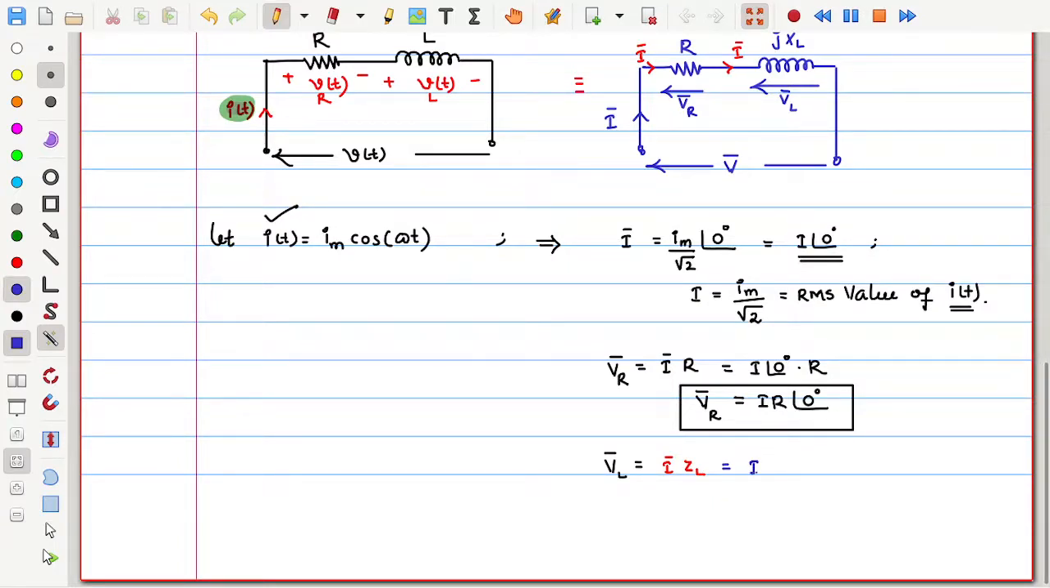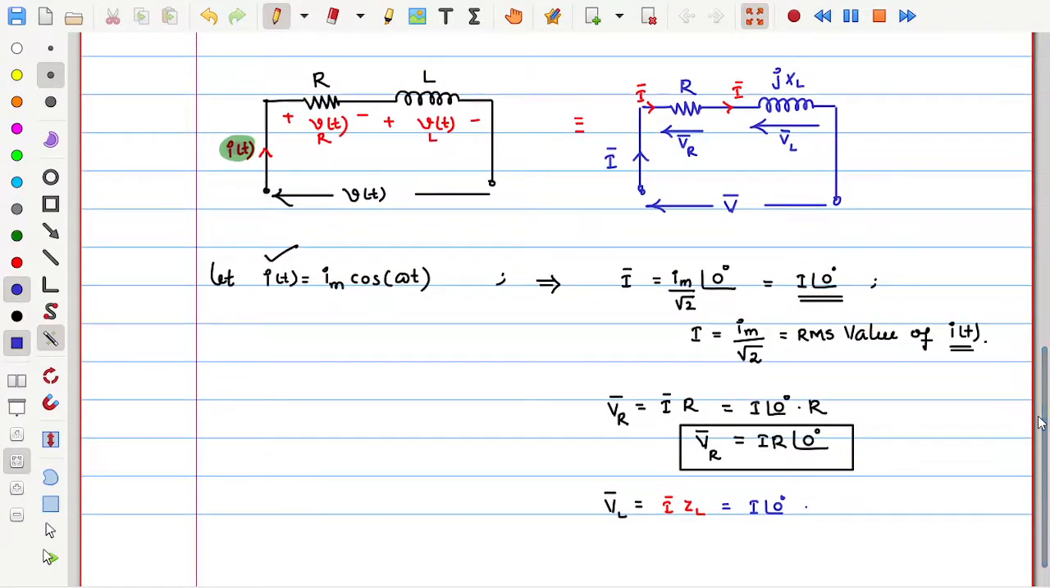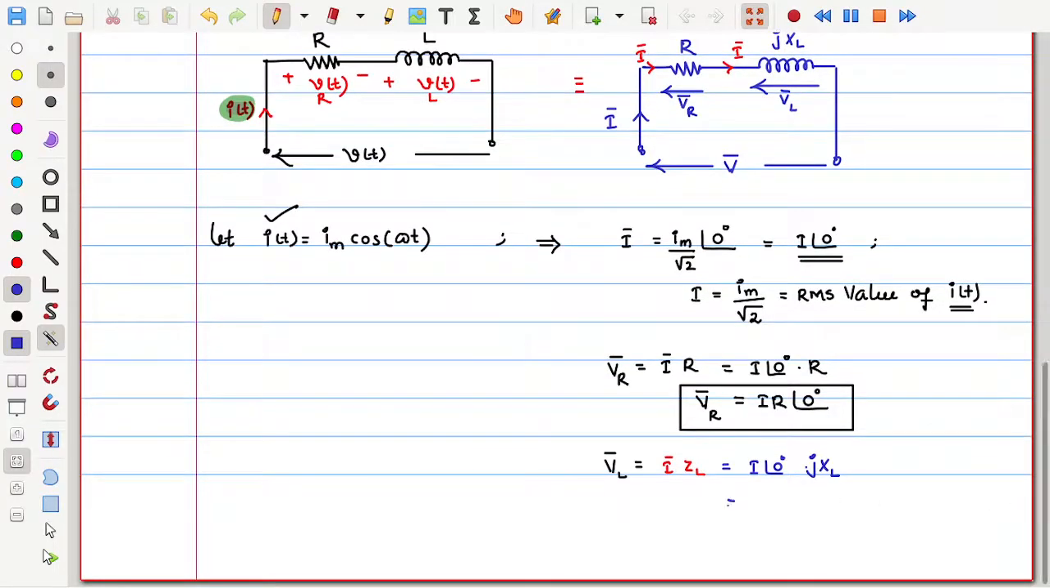So I bar is equal to I at an angle 0, and ZL can be written as JXL. So let me write here itself, JXL, and JXL can be written in polar form as XL at an angle of 90. These are two complex numbers being multiplied, which is the product of the magnitudes, that is I into XL, and the addition of the angles, 0 plus 90 is 90. That is IXL at an angle of 90.